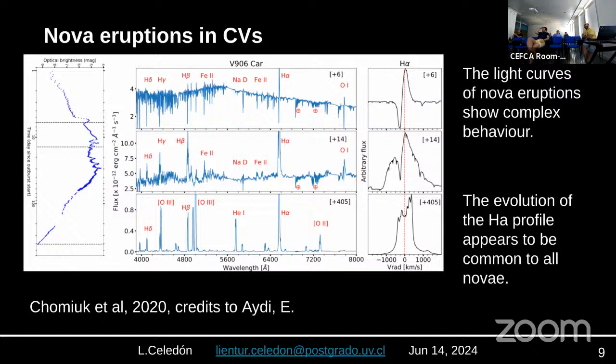To my mind, there are none. There is one, from 1998, that showed how the ejecta behaves regarding the spin of the white dwarf. So they simulate how the spin of the white dwarf affects the ejecta. Okay. But that was 20 years ago. Since then, I don't know of any other work on simulations of the ejecta.